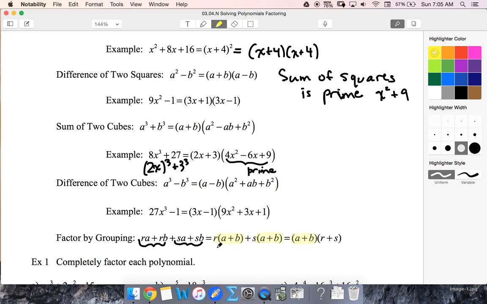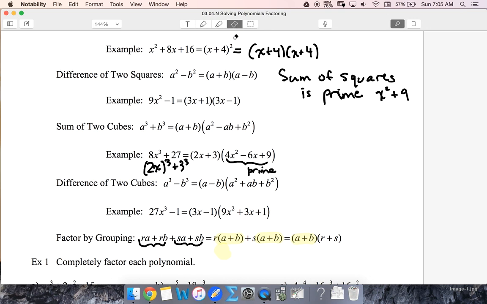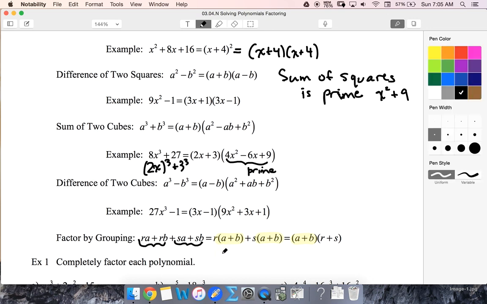So this is the same as thinking of something like, ooh, no more highlighter. If you think of let a plus b equal x, then we would have rx plus sx. So then I have another common factor of x that I could take out. I'd have r plus s left over. But since x is really a plus b, I end up with a plus b times r plus s.